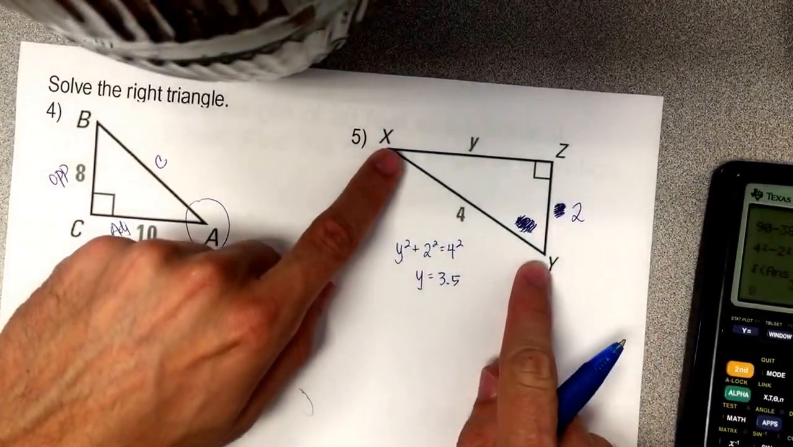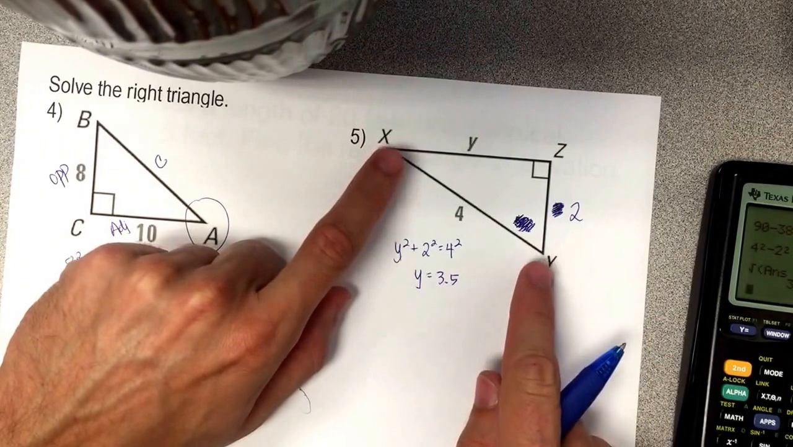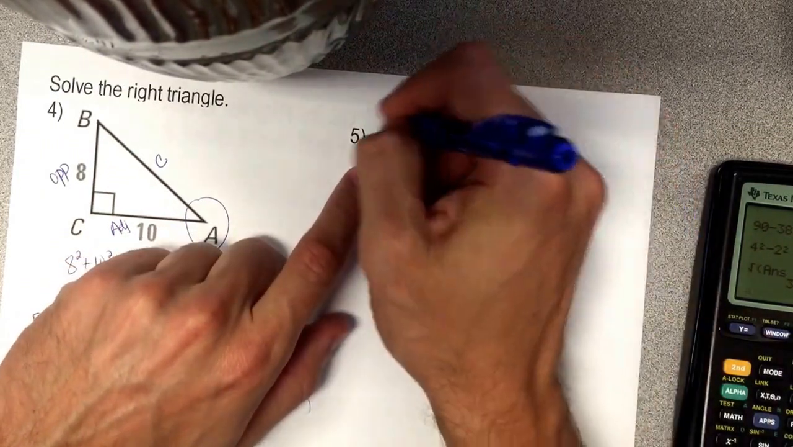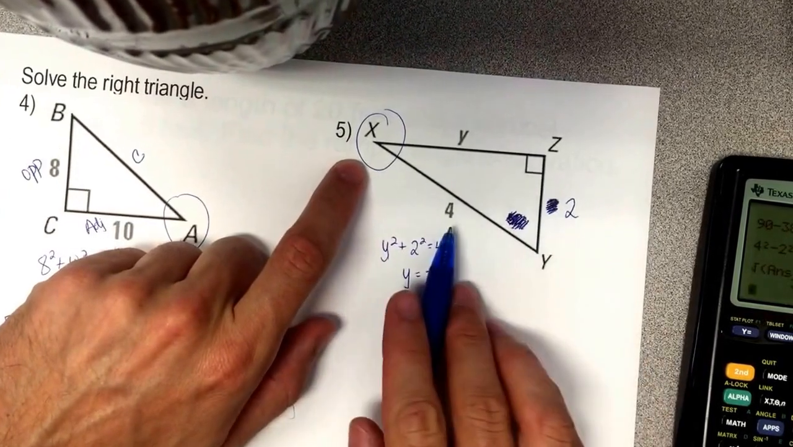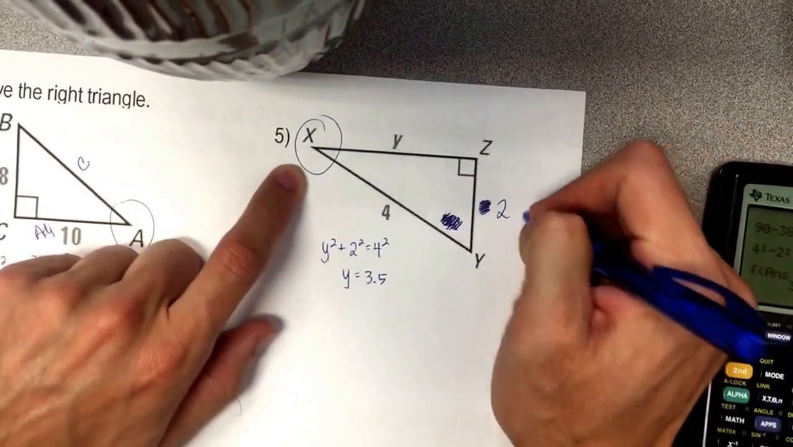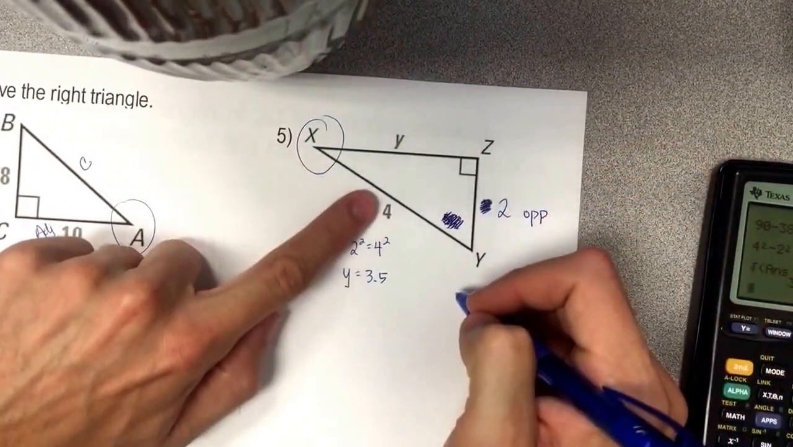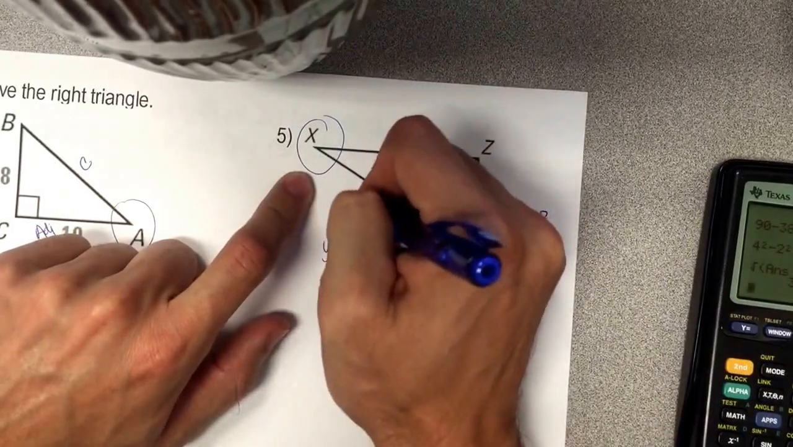You've got 2 angles to find. Again, it doesn't matter which one you find first. I'm going to find x. So from angle x, what sides are the 2 and the 4? The 2 would be the opposite side. The 4 would be the hypotenuse.